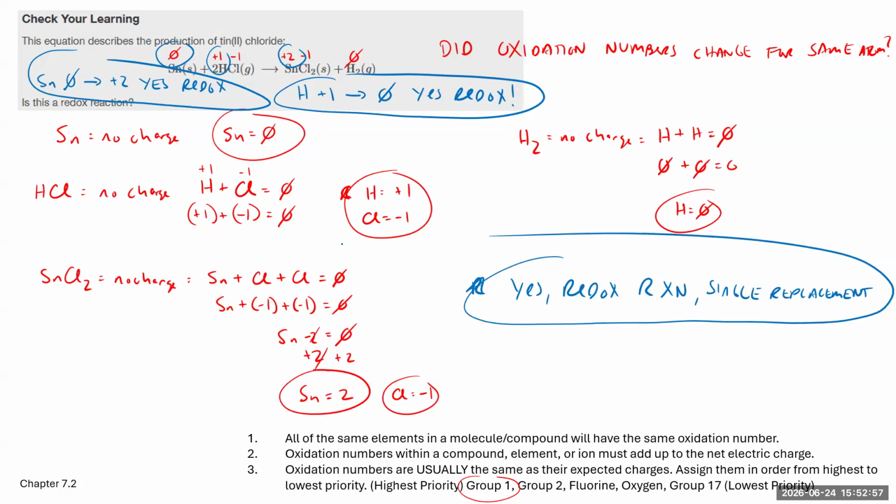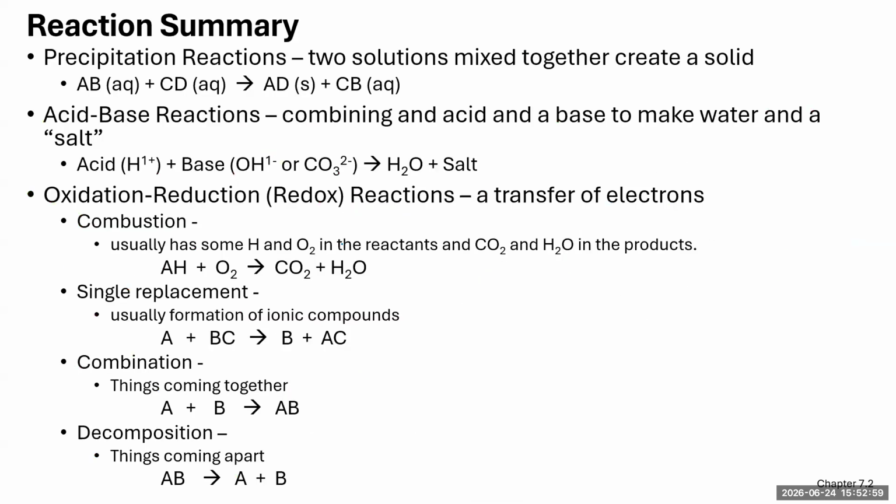All right, so go back and practice that. Here's a summary of the reactions, which is last video and this video. So we have precipitation reactions. Typically, two solutions are mixed together to create a solid. We start out with two aqueous solutions, and we get a solid at the end. That's a precipitation reaction.